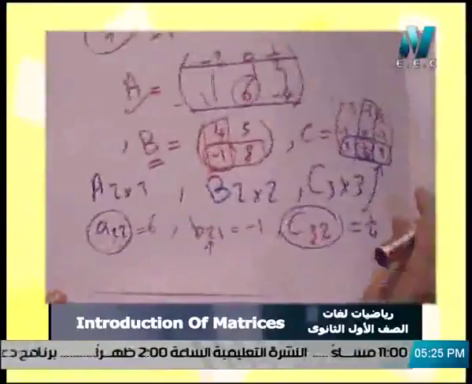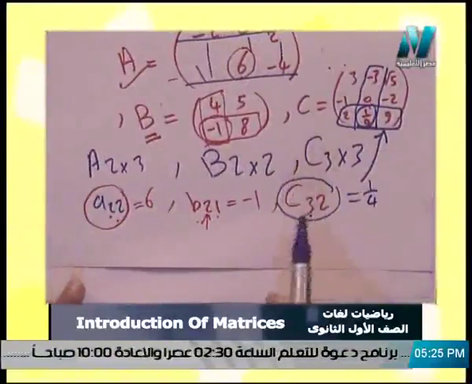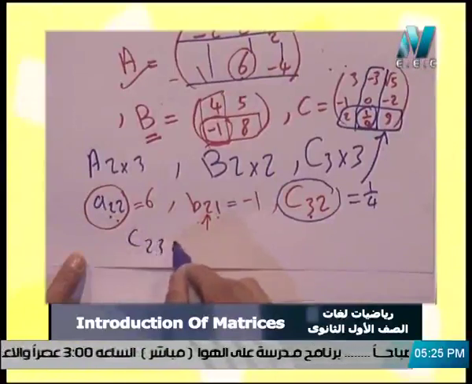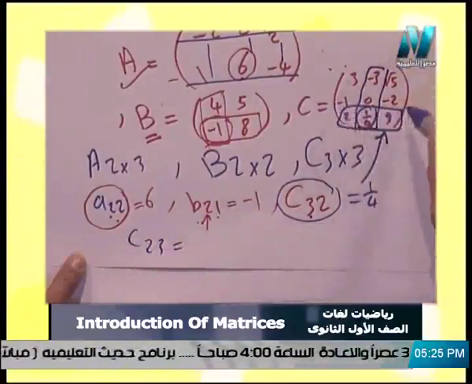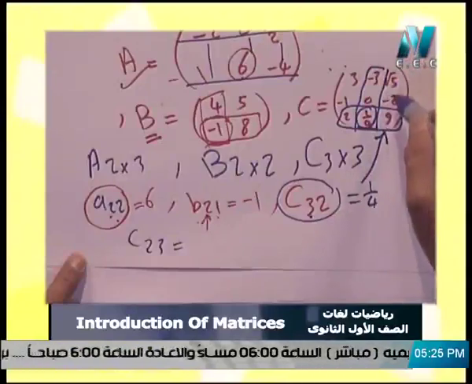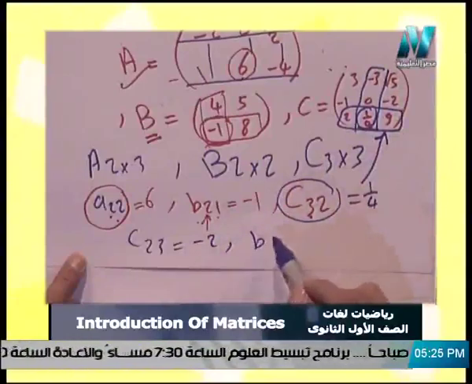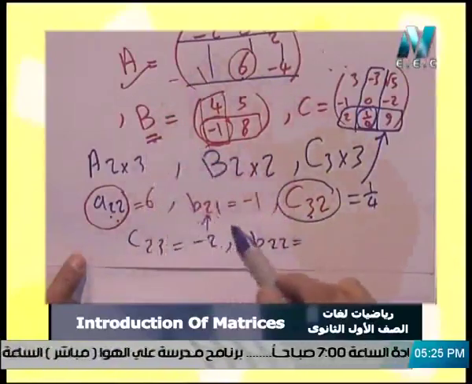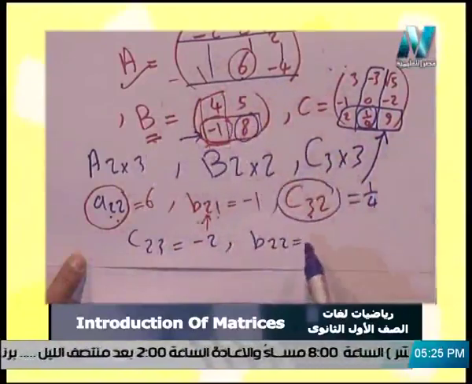Let's practice another one here. If we have c23, what is c23? c2 means the second row, 3 means the third column, so it's -2. b22 lies in the matrix B, the second row and second column, so it equals 8.